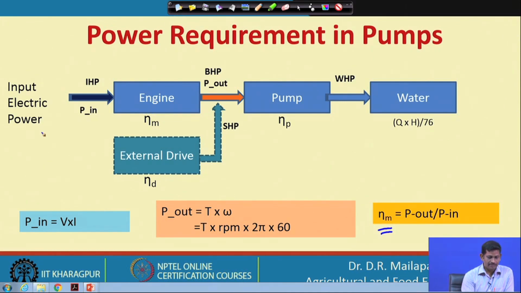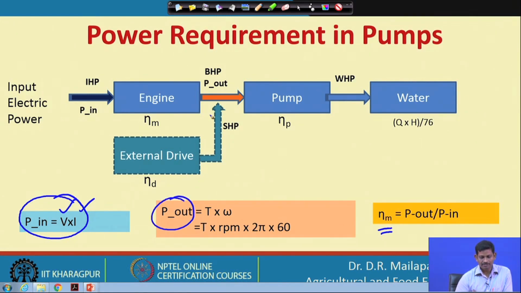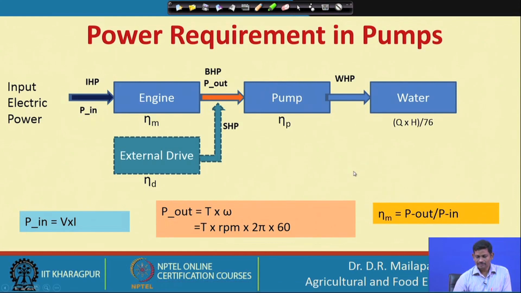If you see the pump testing rig, basically the electrical energy which is supplied as voltage into current, that is P in, and power out will be estimated using a torque and angular velocity. So, that is T into RPM into 2 pi into 60. There is a torque meter, and RPM is measured. So, knowing this, T into W, P out will be known. P out by P in is equal to motor efficiency. So, this way you can see how efficient it is.